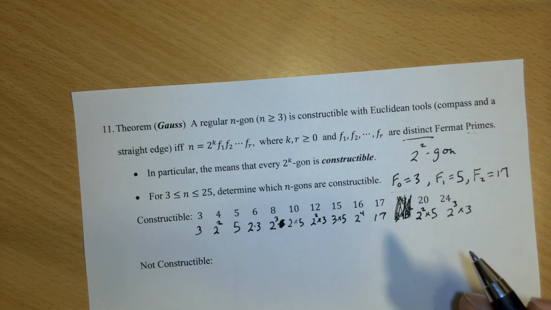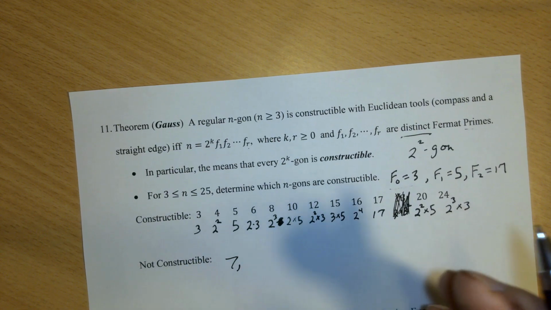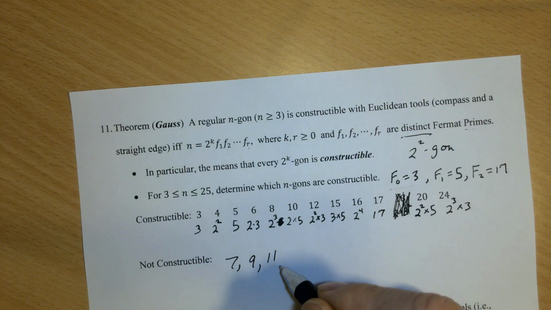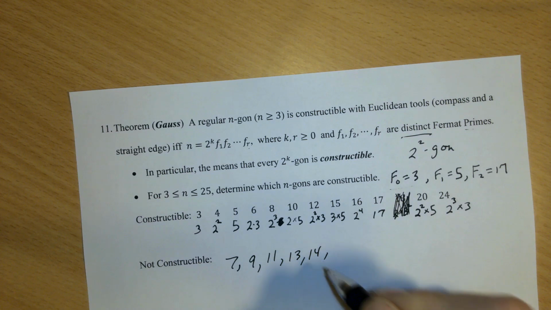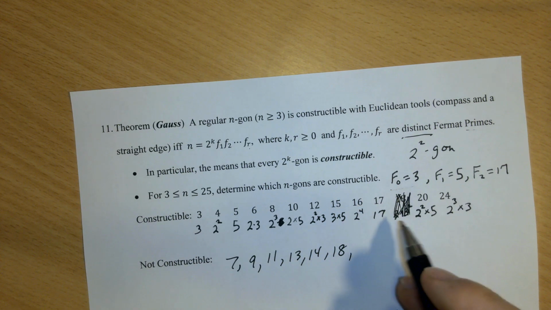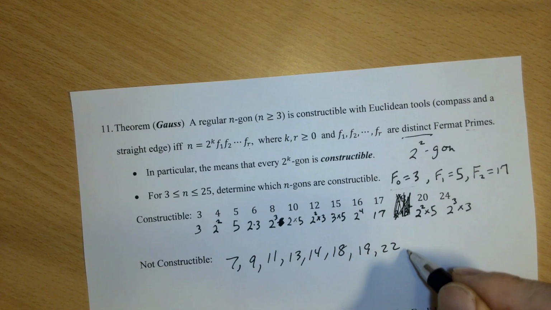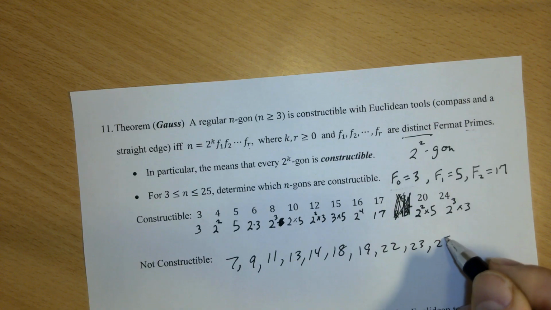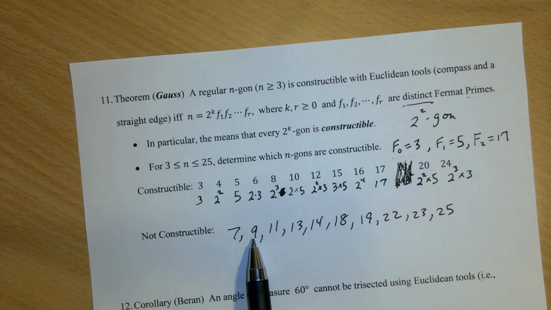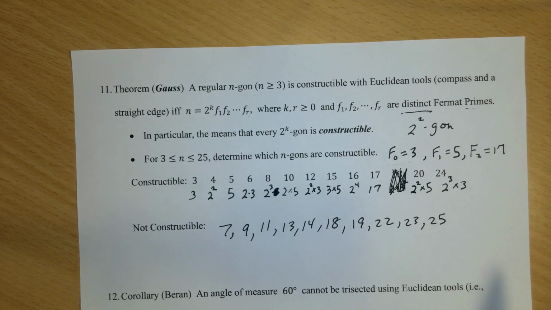So let's see, what does that leave us as not constructible? Would be 7, a regular 7-gon is not constructible. 9, 11, 13, 14, I need to include 18 in there, 19, 22, 23, 25. So none of these, a regular 7-gon, a regular 9-gon, all the way up to a regular 25-gon, those are not constructible.